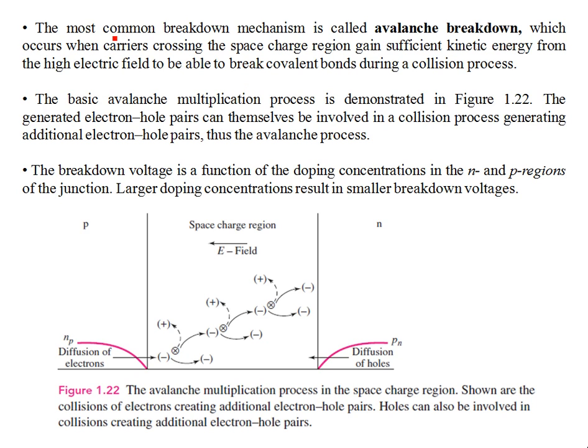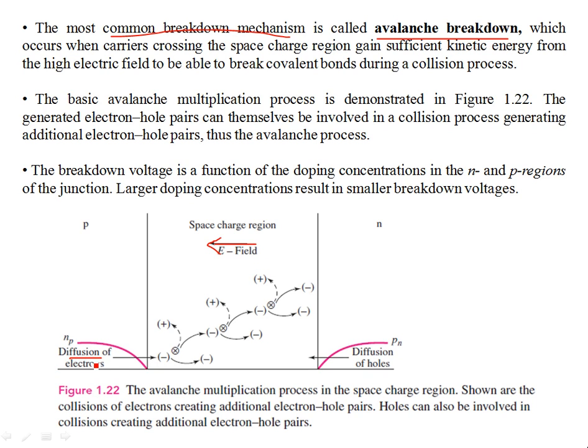Now, the most common mechanism by which the breakdown occurs, well, the physics of that is defined by the avalanche breakdown. What happens over here is that if the electric field increases, okay, which is from N to P type region, this is how it is directed in a space charge region.